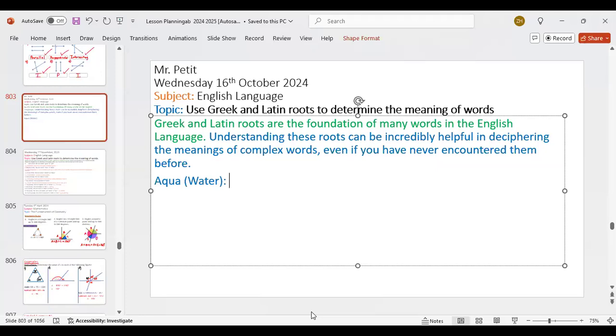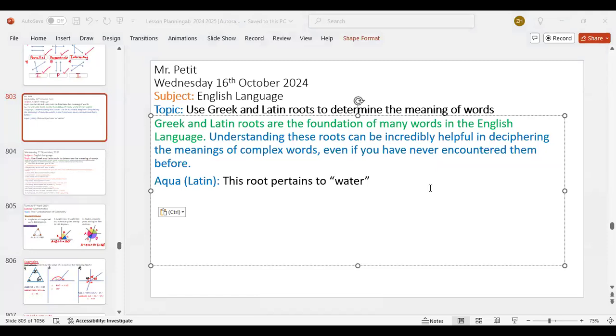Aquaman. Aqua actually is, I say aqua is Greek. That's a lie. Aqua is Latin, and that means pertaining to water. This root pertains to water. So if you see anything that has aqua in front of it, you know we're talking about what? Water. We're talking about water.